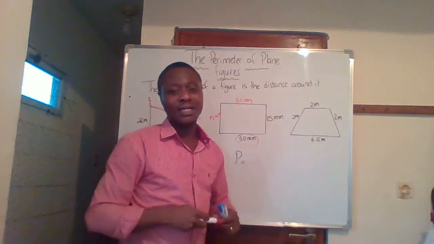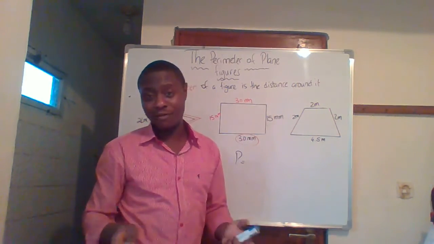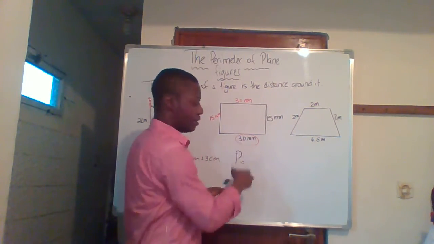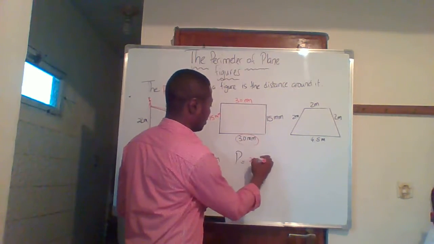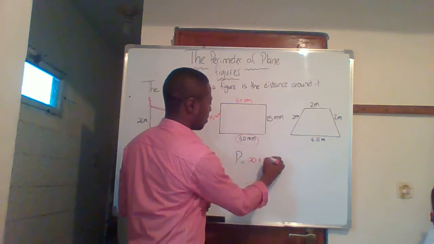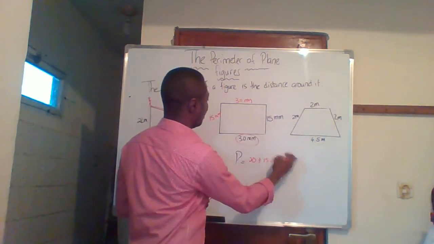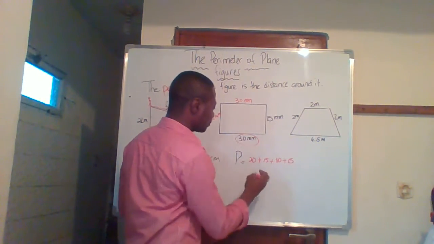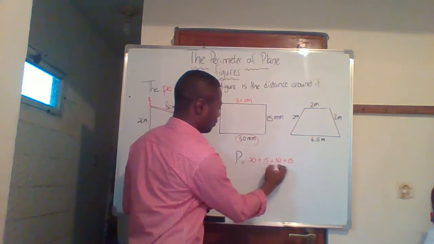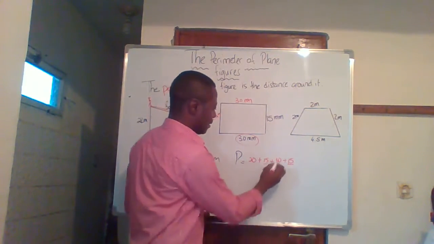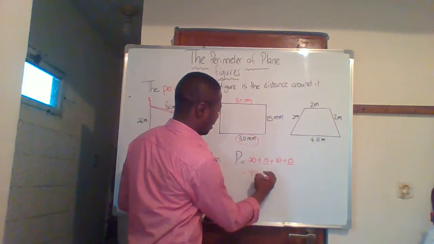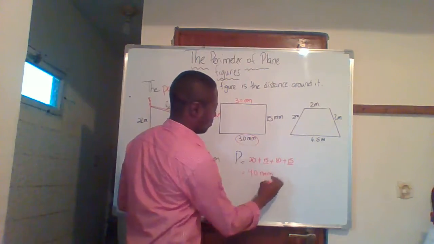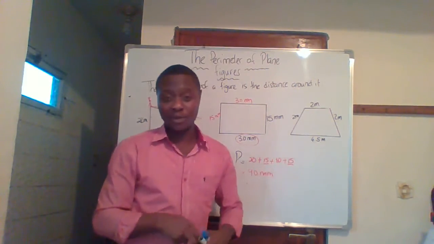Great. Now I know the measurement of all my four sides. I can add them all up to get the perimeter. So I'll start from here. I'll take the 30 plus the 15 plus the 30 plus the 15, and let's make it easy for us. 15 plus 15 is 30, then plus 30, this is 90 millimeters. I have my perimeter.